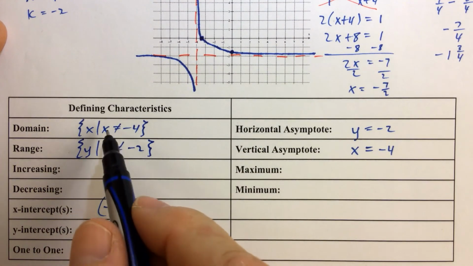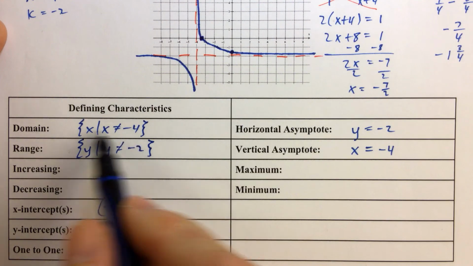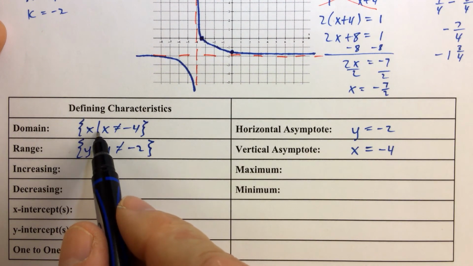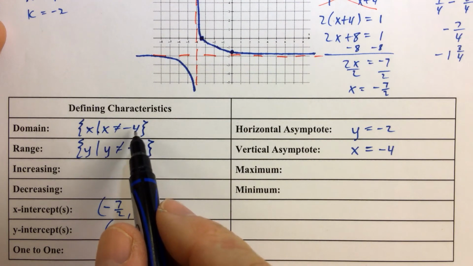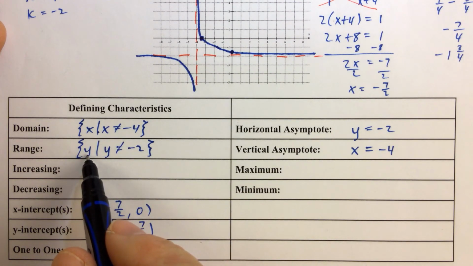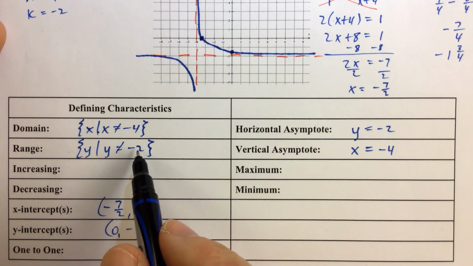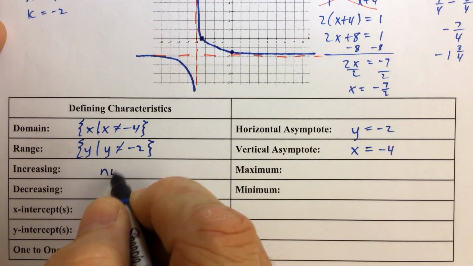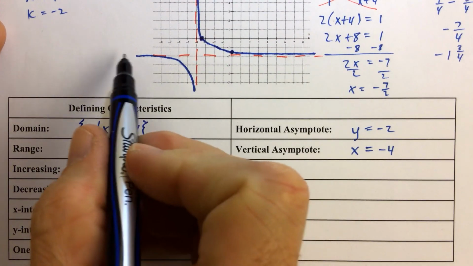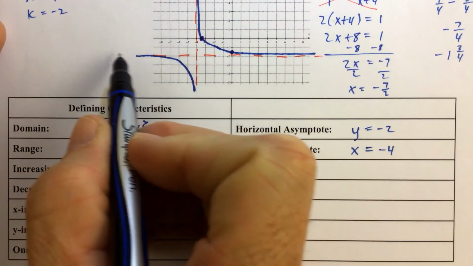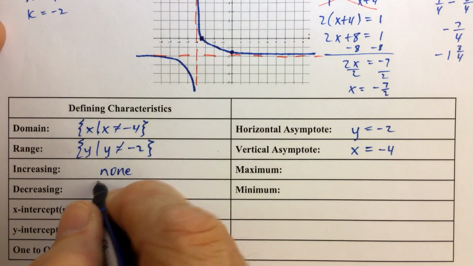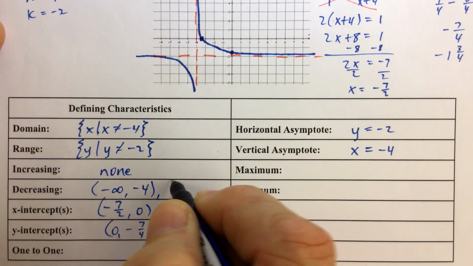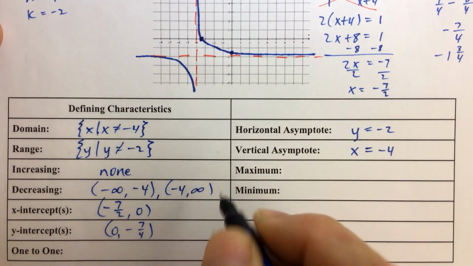So here we have just remembering what this means here. This says the domain is all real numbers x such that x does not equal -4, and the range is all real numbers y such that y does not equal -2. Now, for increasing and decreasing, we look at that. We don't see any time where the values are getting higher. So as x increases, the y values are always getting lower. So the decreasing is from -infinity to -4, as well as from -4 to infinity.